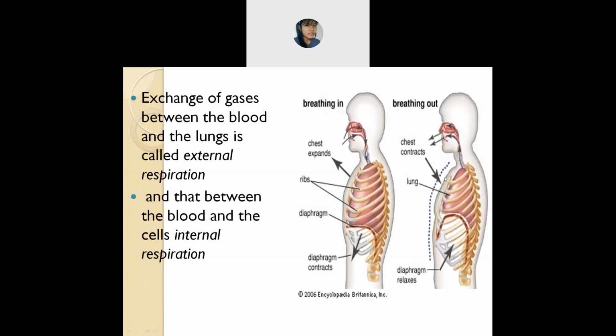And here what usually happens? The chest usually contracts. Chest contracts means your chest will become smaller in size. It will be compressed. Compressed means it will become small in size. And this is your diaphragm. Understand? What will happen to your diaphragm? Your diaphragm will relax. So this thing happens in the external respiration.